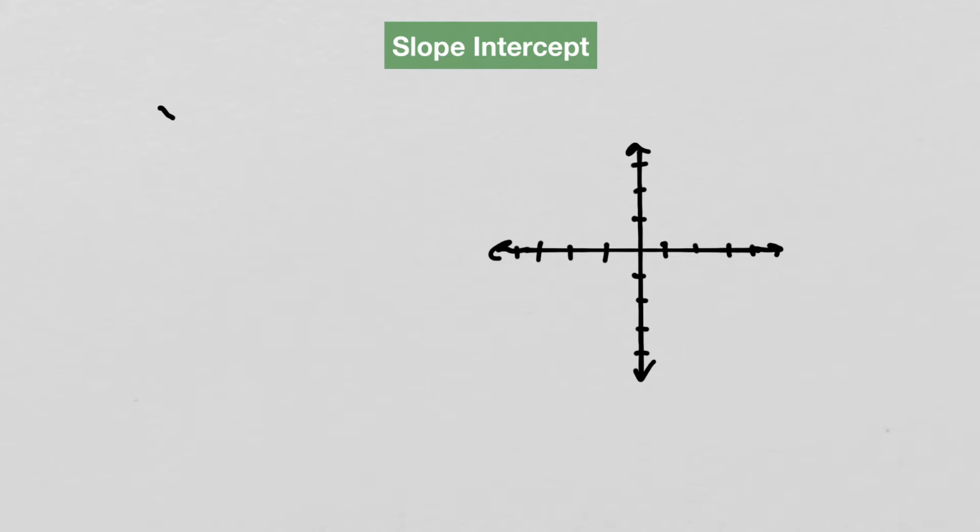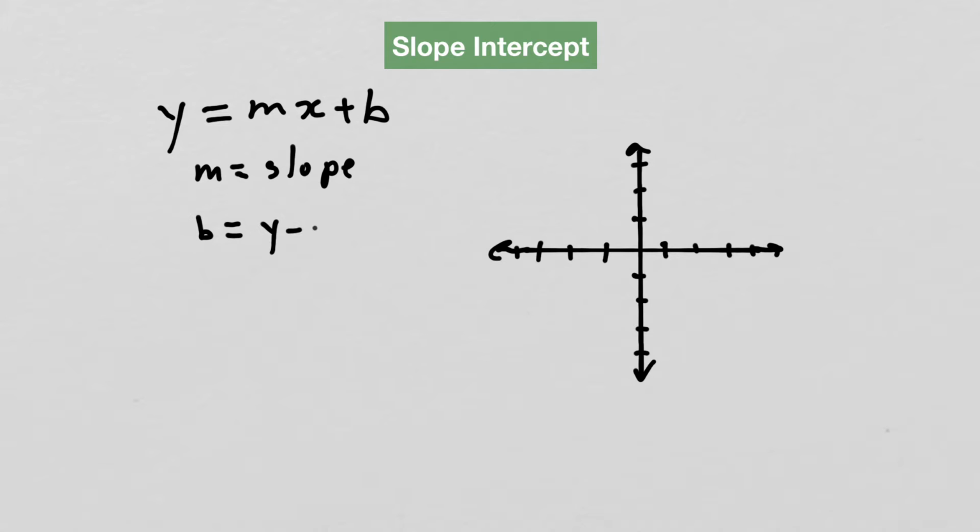We have y equals mx plus b, which is the equation for slope-intercept form, where x and y are your domain and range. M is called your slope, and then your b is your y-intercept.